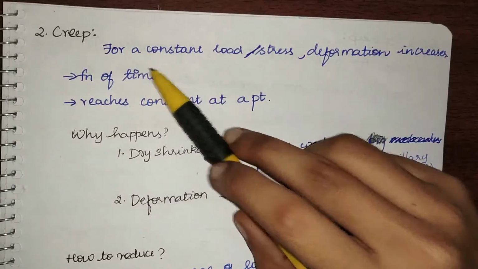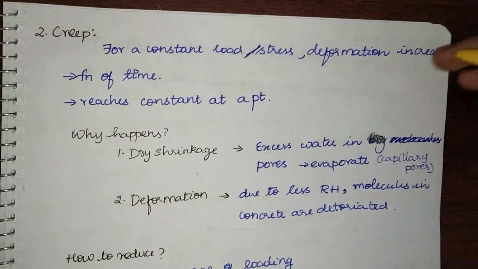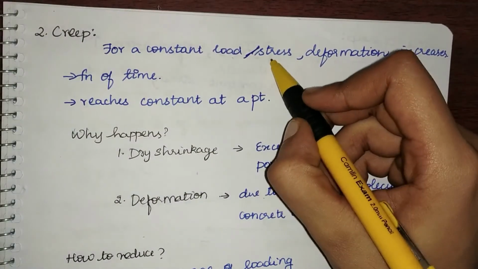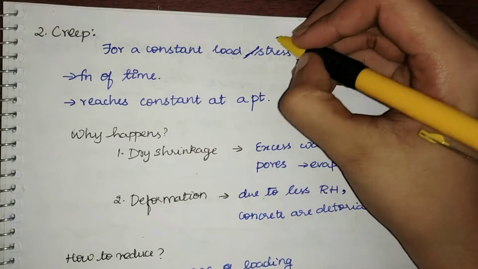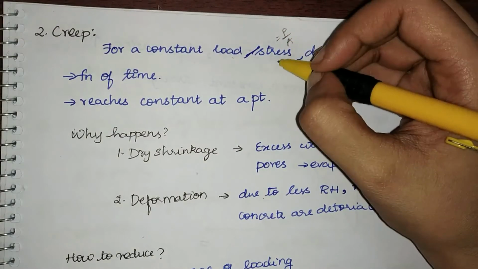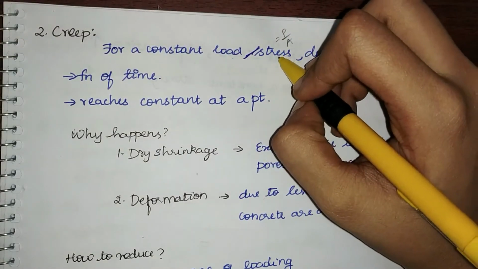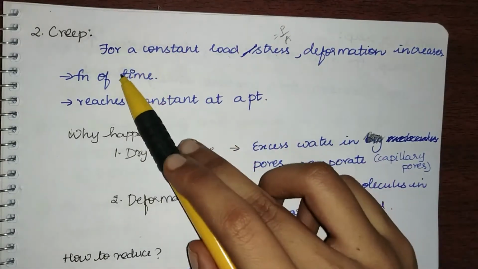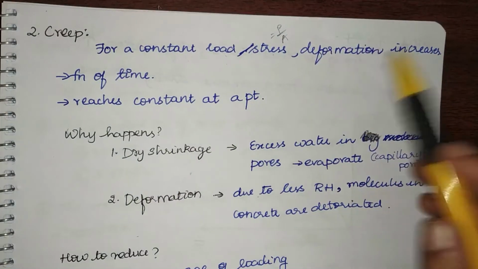Next, let us see about creep. Creep, the definition is: for a constant load or stress, deformation increases. Why I say load or stress is because stress is equal to load by area, so load is directly proportional to stress. Because of this I am saying that with constant load or stress, deformation increases.